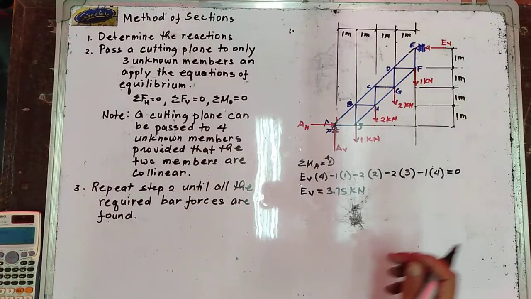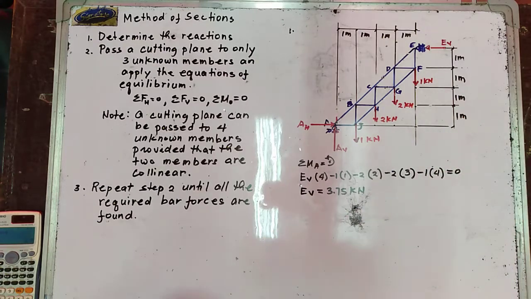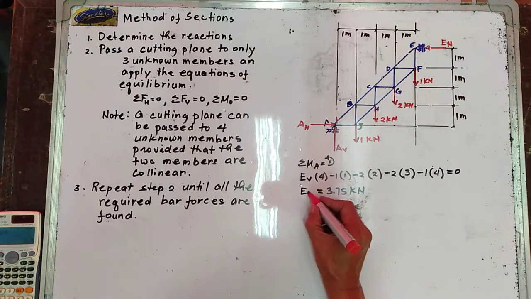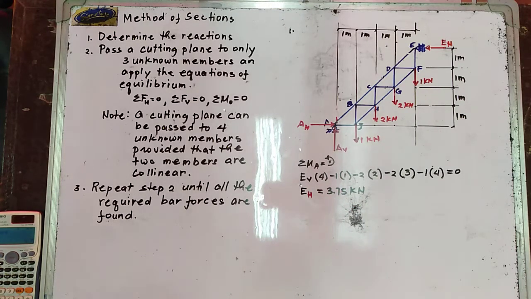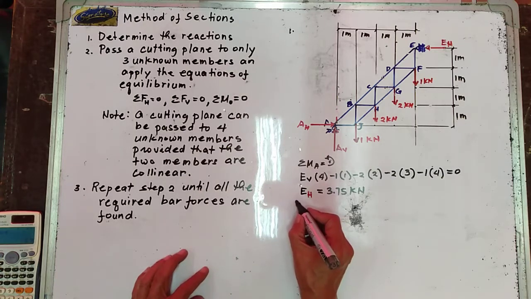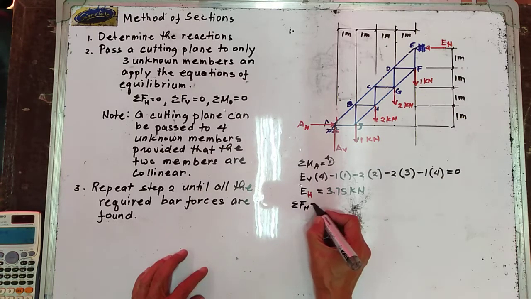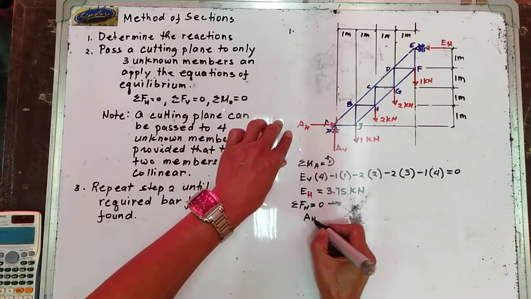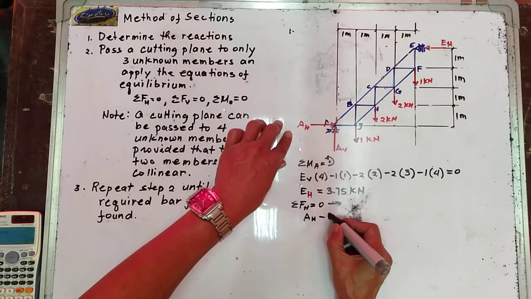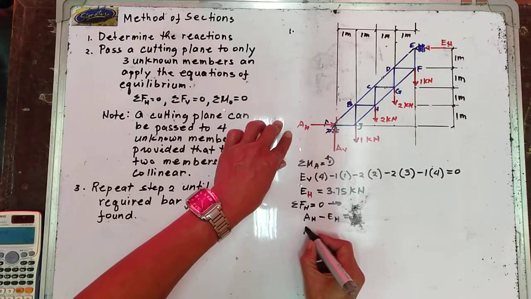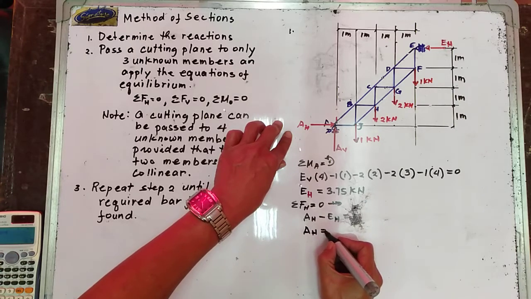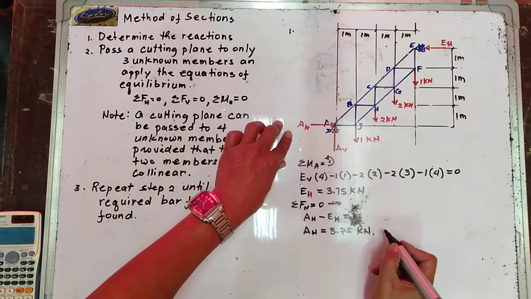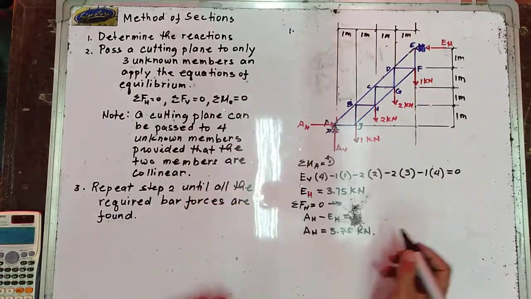So that is E horizontal. Supposed to be, this is your E horizontal. Now, summation of forces horizontal is equal to 0, to the right forces positive. Your A horizontal minus E horizontal is equal to 0. Hence, your A horizontal is equal to 3.75 kilonewtons.